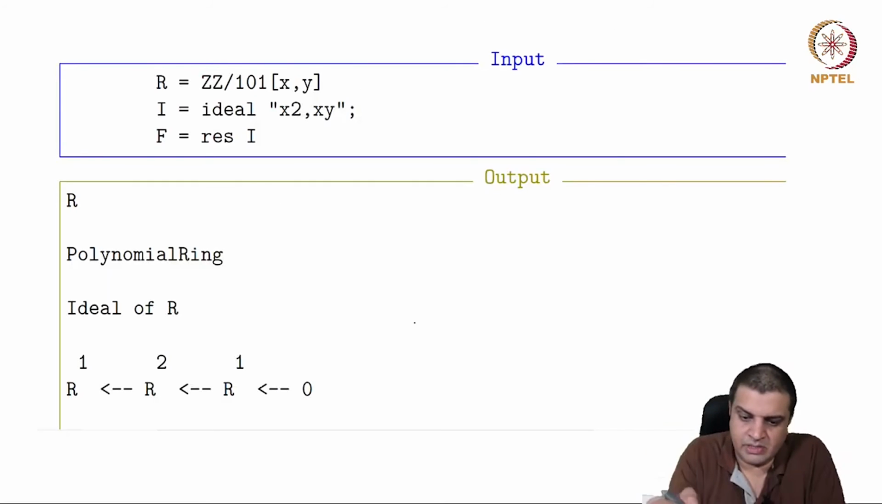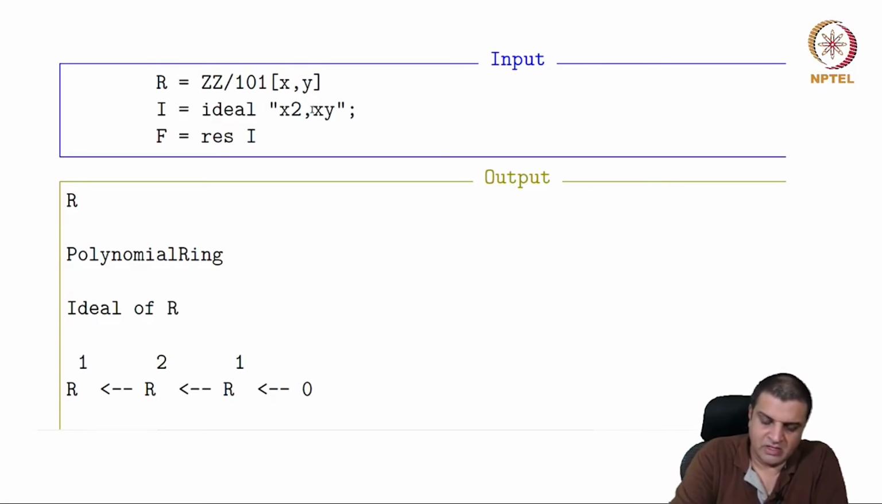Okay, so here is a polynomial ring in two variables, x and y. We want to take the ideal generated by x squared and xy. Then the command is res, which is an abbreviation for resolution. We ask for the resolution of I.